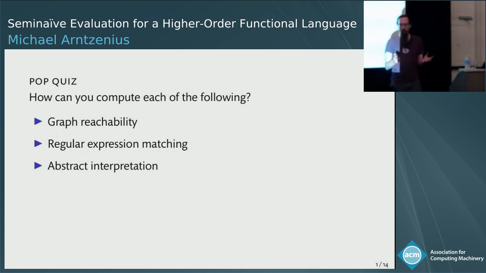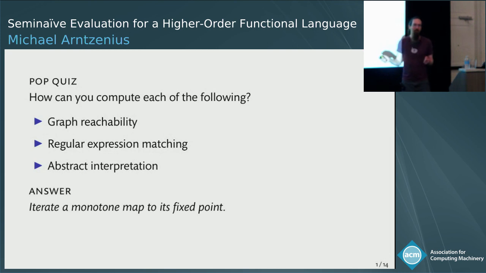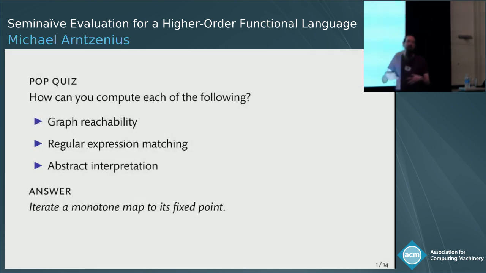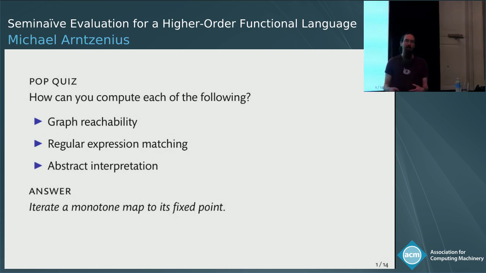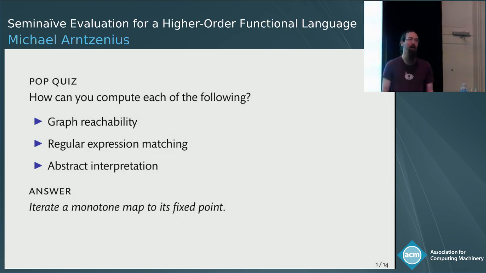If your mind immediately jumped to fixed points, then we're on the same wavelength. And if not, then I'll explain what I mean. All of these can be concisely expressed as fixed points of monotone maps, and they can be computed, at least in principle, by iterating those maps.